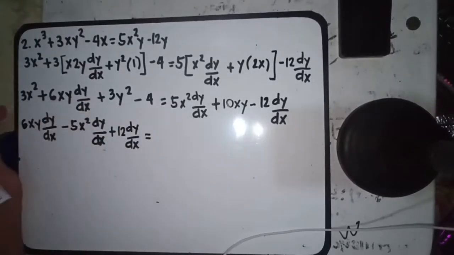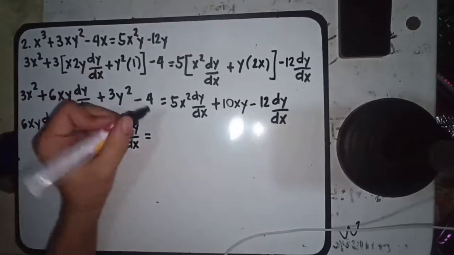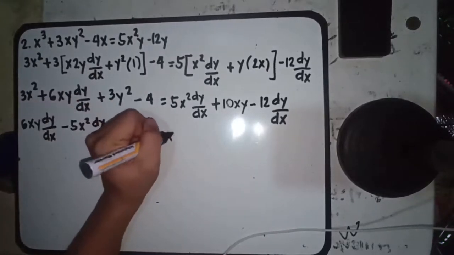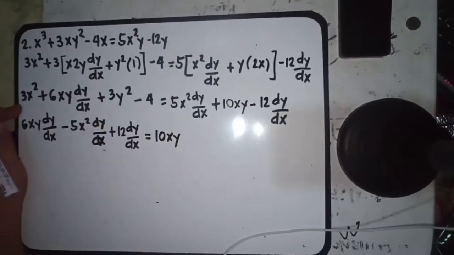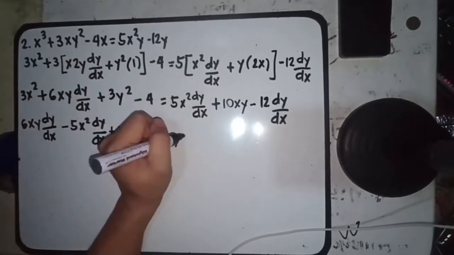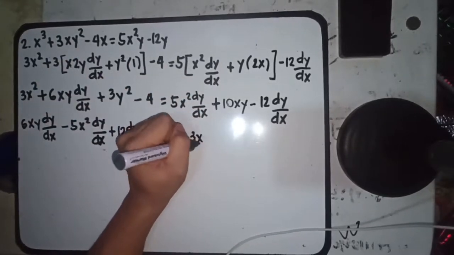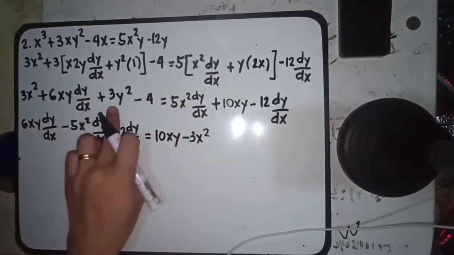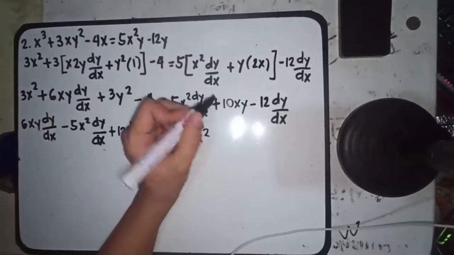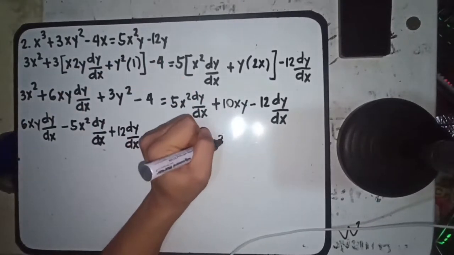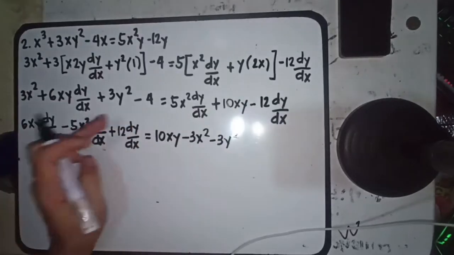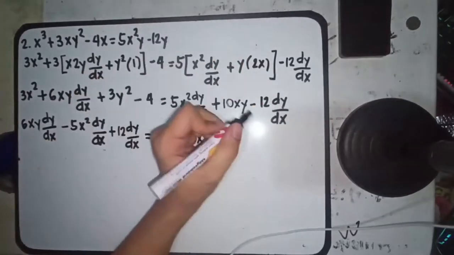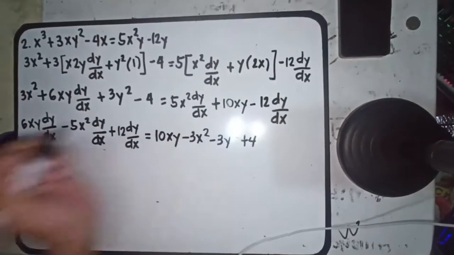This is equals to, what remains here, we have 10xy. We have 3x squared transposed. So, we'll have minus 3x squared. We also have 3y squared transposed. So, we'll have minus 3y squared. And then, minus 4 transposed, we'll have plus 4.